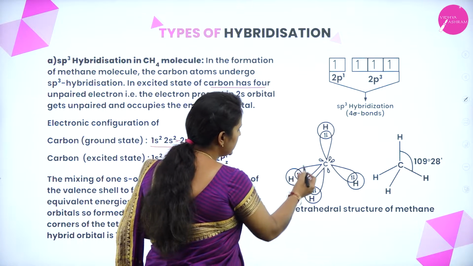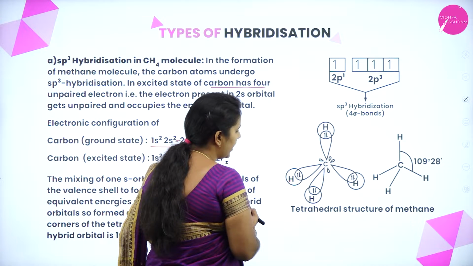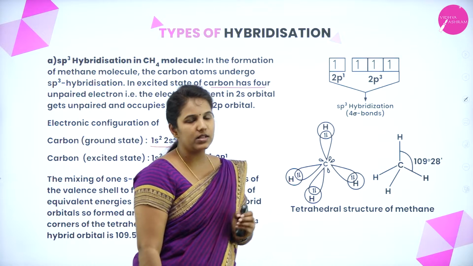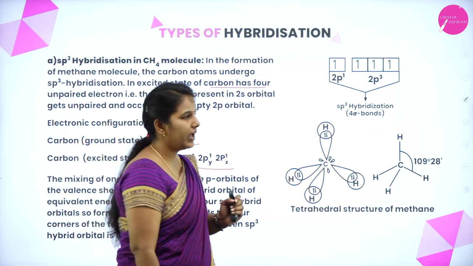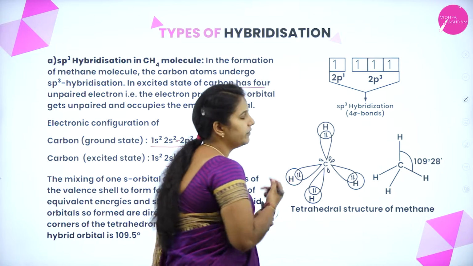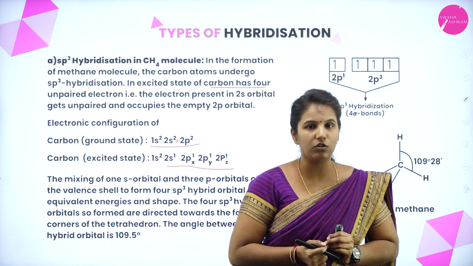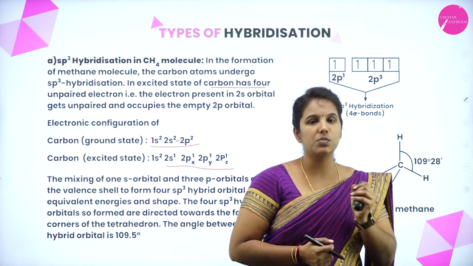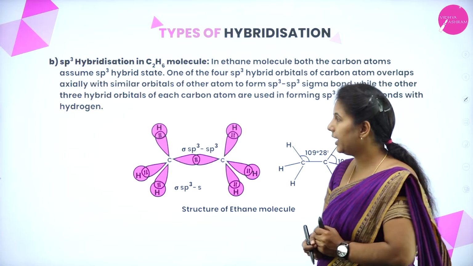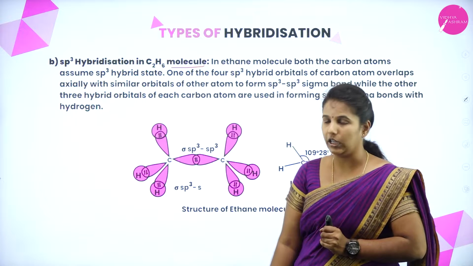You can see that the carbon atom shares its electrons with the hydrogen atoms, forming the methane molecule. Hence this hybridization is known as sp3 hybridization. Why is it known as sp3? Because in the s orbital we have only 1, and in the p orbital we have 3 unpaired electrons. Together it is known as sp3 hybridization. Next is sp3 hybridization in the C2H6 molecule, that is, the ethane molecule.